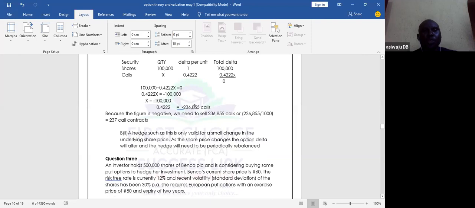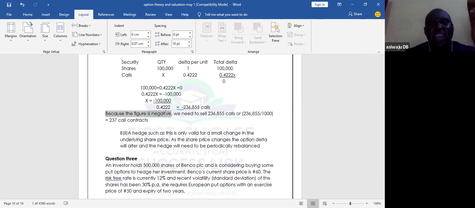Let's go back to the solution. Look at it. Now, please, this sign is very important. If you look at this figure, you have a negative figure here. Negative. Now look at the comment. Because the figure is negative, we need to sell 236,855 call option contracts. Can you see it? When you compute your figure and you have a negative sign, it means that you need to sell.